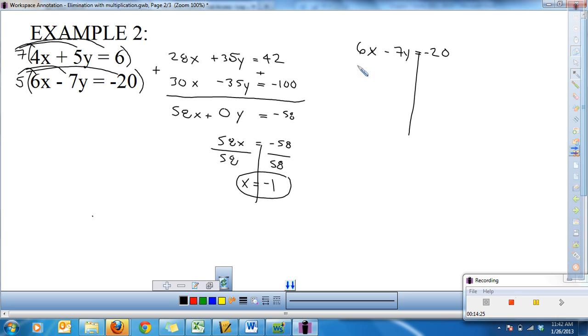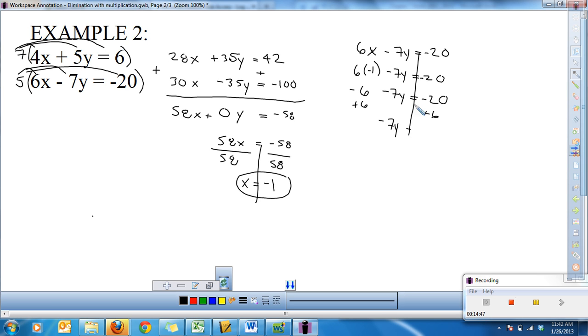I know that x is negative 1, so 6 times negative 1 minus 7y equals negative 20. I'm going to go ahead and simplify this. So I have a negative 6 minus 7y is equal to negative 20. I want to get y alone, so the first thing I'm going to do is add 6 to both sides.